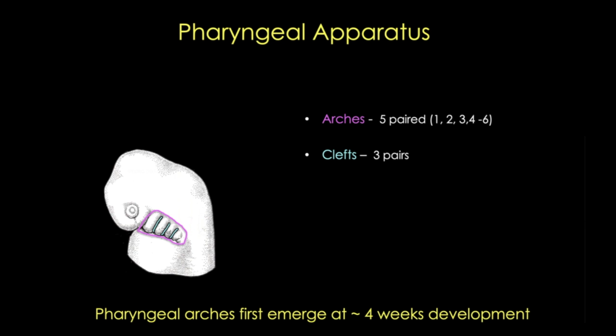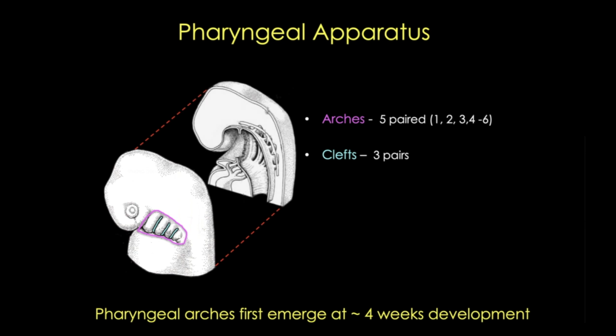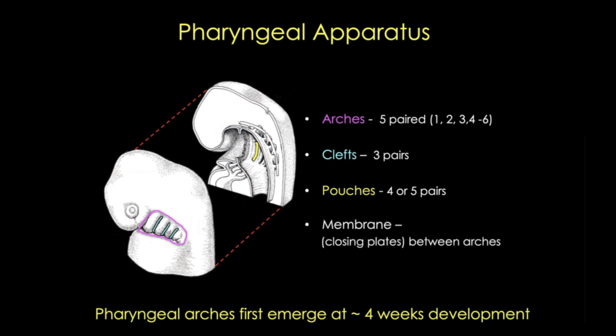If we slice this embryo and look inside, we can see the pharyngeal pouches which line the pharynx, and not shown here are the places where clefts and pouches meet, called the closing plates or membranes. Now let's take a closer look at these components.